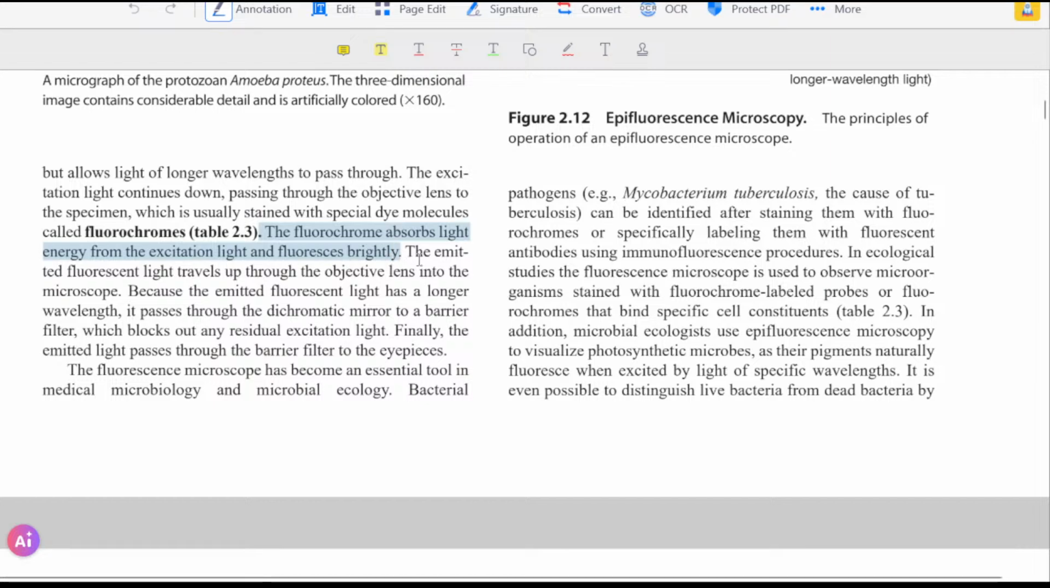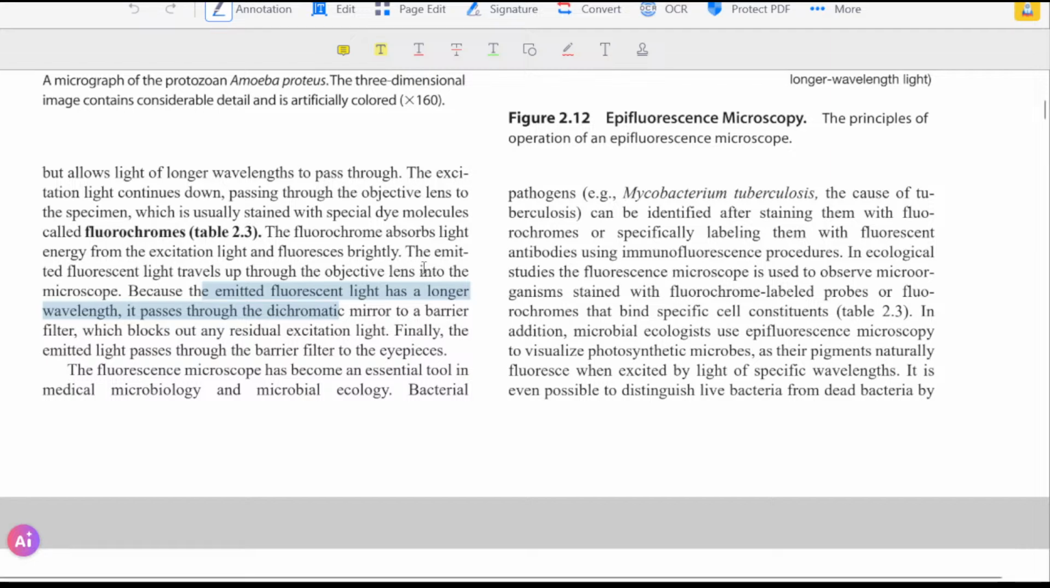The emitted fluorescent light travels up to the objective lens into the microscope, alright, because the emitted fluorescent light has a longer wavelength and it passes through a dichromatic mirror to a barrier filter which blocks out any residual excitation light. Yeah, so they are saying once the fluorescence light is emitted, this is the second step of fluorescence. The absorption process is done. Now is the emission process. So they are saying the emitted fluorescence light has a longer wavelength. We know it's a longer wavelength.